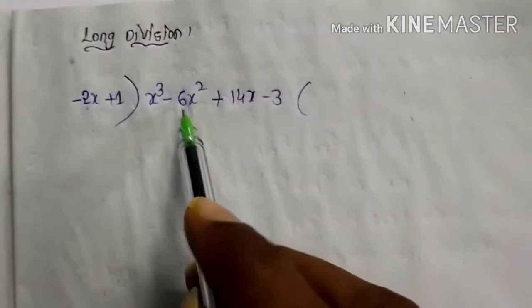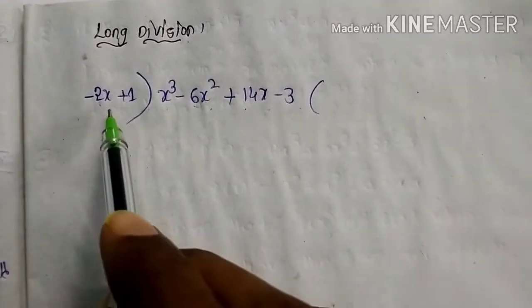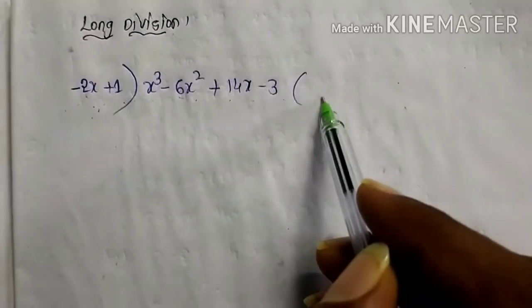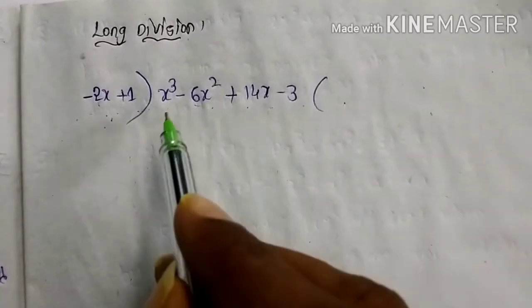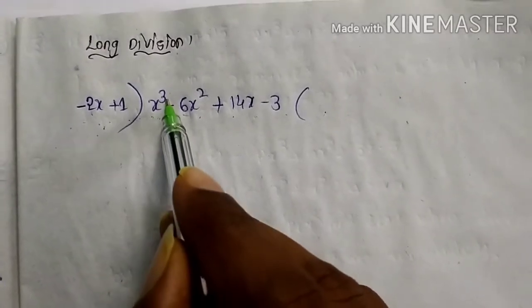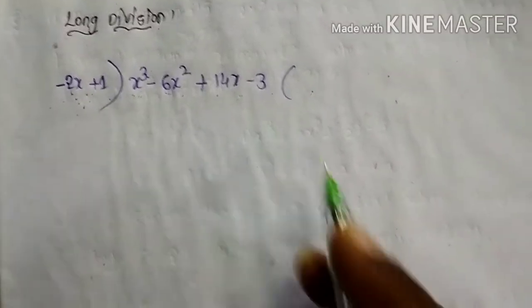See, first I have written here p of x, x cube minus 6x square plus 14x minus 3, is divided by g of x. G of x value is how much? Minus 2x plus 3. How can you do division? See, what is the first term here? The first term in the dividend is x cube. Your first term in the divisor is minus 2x. Just you can divide.